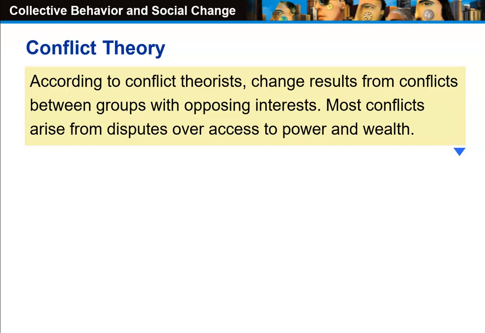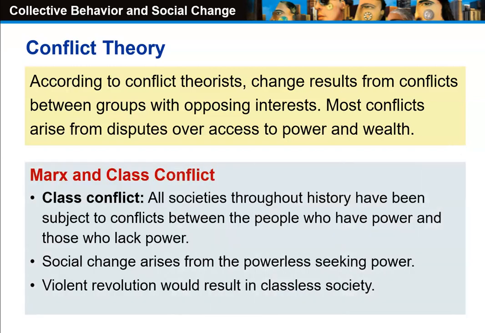Conflict theory, on the other hand: according to conflict theorists, change results from conflicts between groups with opposing interests. Most conflicts arise from disputes over access to power and wealth. Karl Marx, of course, is our great conflict theorist. Karl Marx defined it through class conflict. All societies throughout history have been subject to conflicts between the people who have power and those who lack power. Social change arises from the powerless seeking power, and violent revolution would result in a classless society.